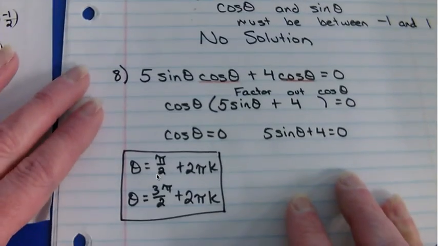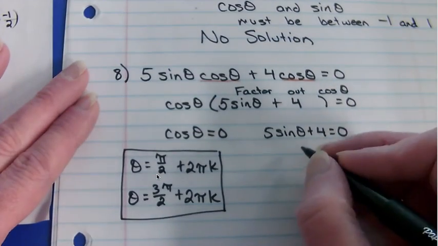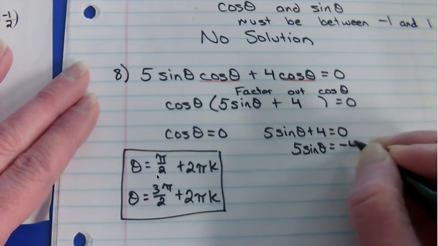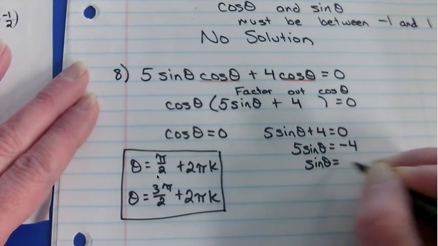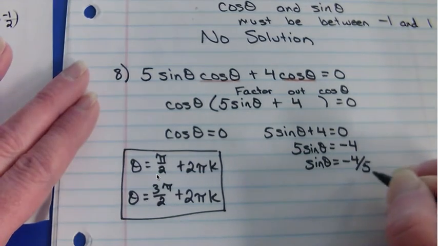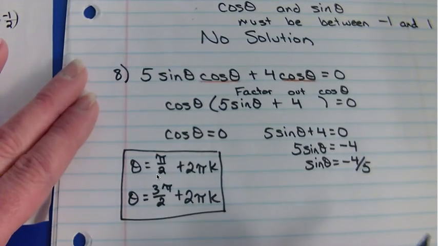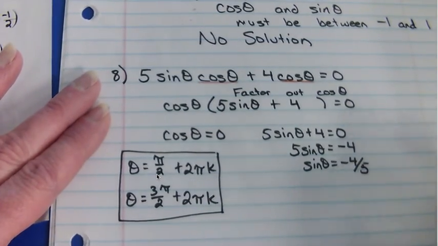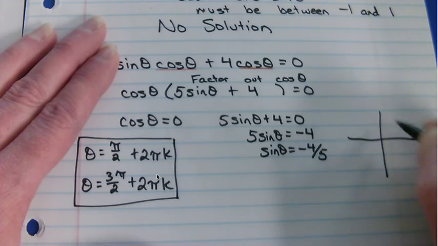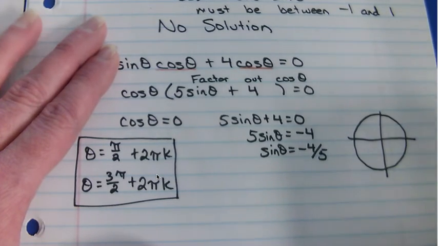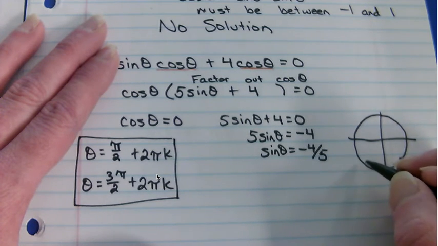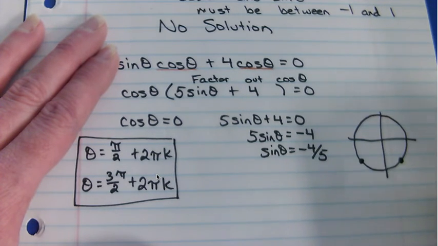Now on the other side, I need to get sine theta by itself. So I'm going to subtract 4. And then divide by 5. Now -4/5 is good. It's between -1 and 1, but it's not on the unit circle. So to find the angle here, we're going to need to think about the circle. Sine are my y values, right? So they're going to be down here. So I'm going to get some point here. A y value that's negative would be down here.